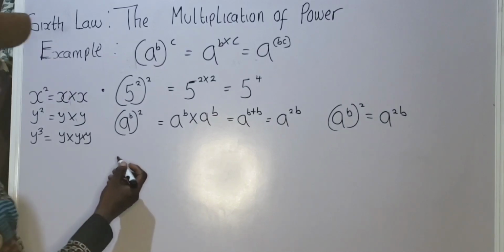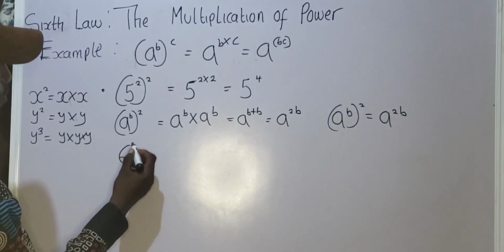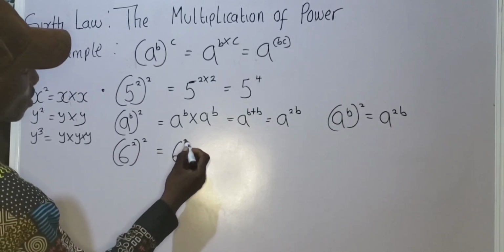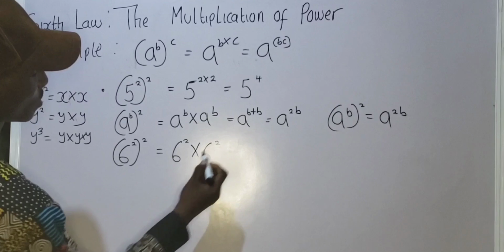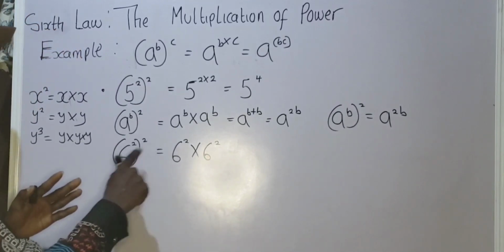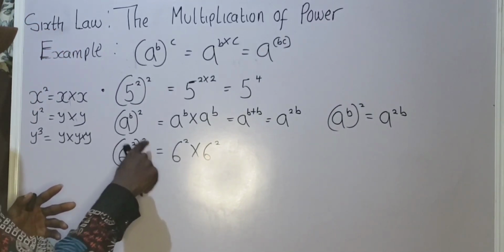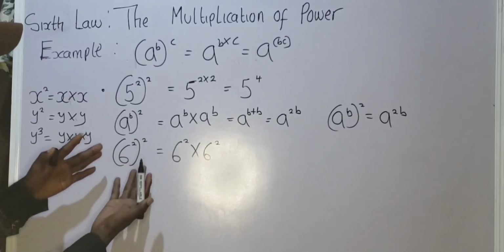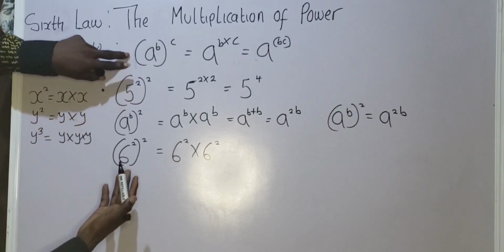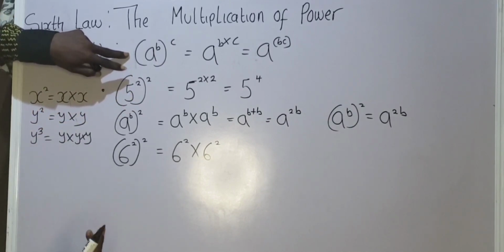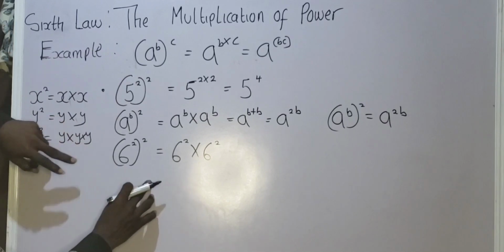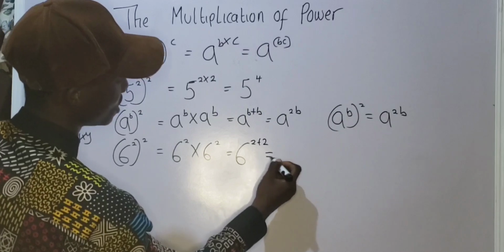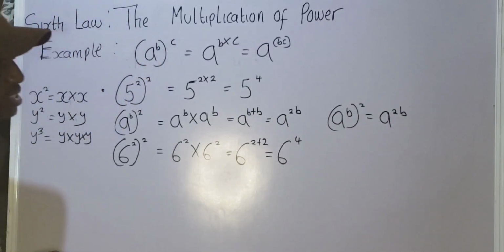So let's have another practice example. If we have 6 raised to the power of 2 raised to the power of 2, this can be written as 6 raised to the power of 2 multiplied by 6 raised to the power of 2. Actually, I can just multiply the power by taking this 2 multiply 2. But I want you to understand how we come about this formula, how we come about this rule. So that is why it goes this long way. So let's proceed. This will be 6 raised to the power of 2 plus 2. This is 6 raised to the power of 4. Are you getting it?